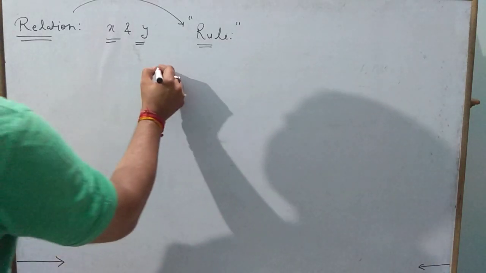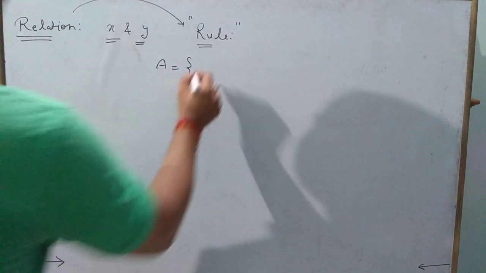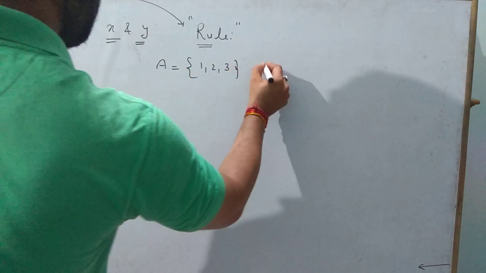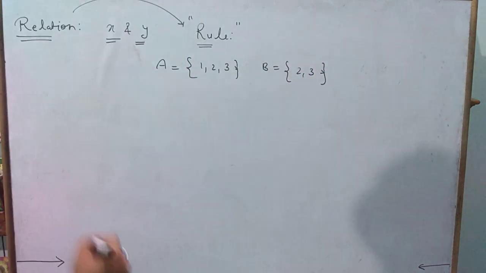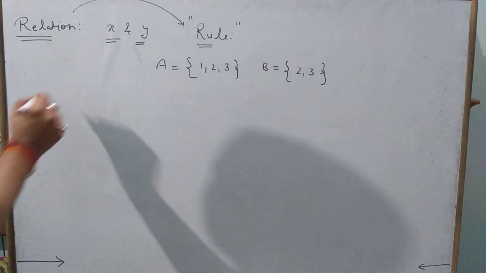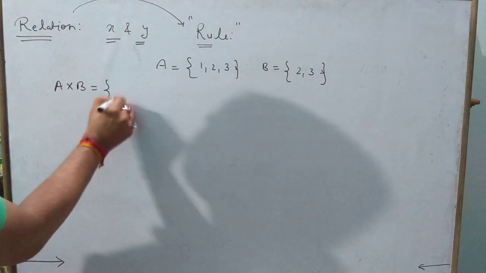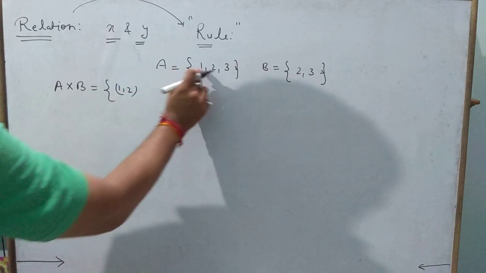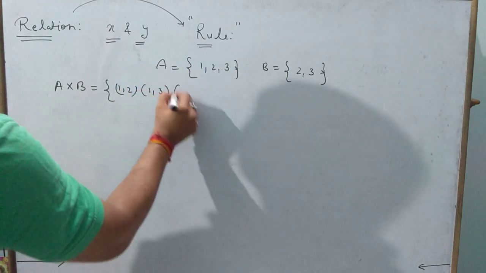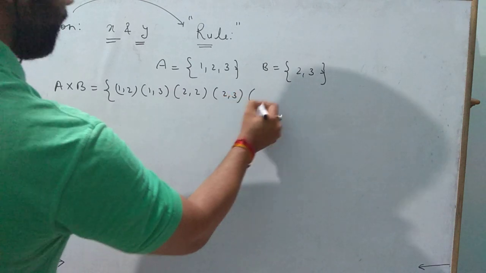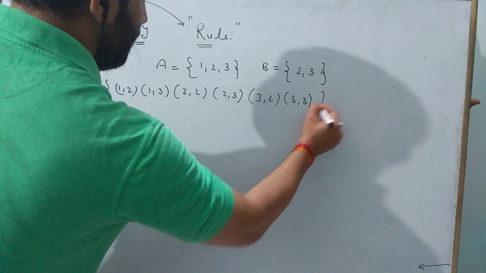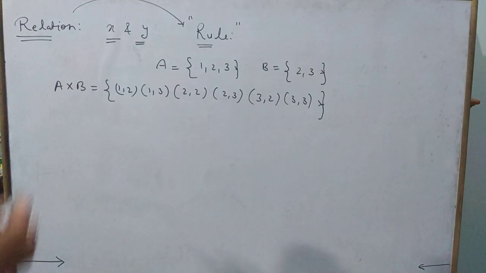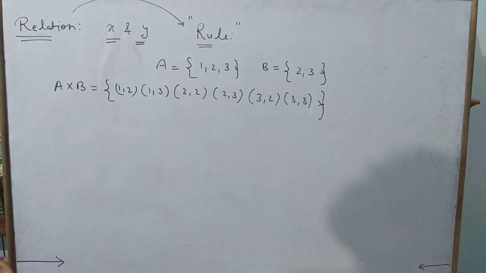So now let us take an example. Suppose a set A is given: 1, 2, 3. Another set B is taken, and the elements are 2, 3. These are the two sets given. First we find A cross B. So it is coming 1 comma 2, 1 comma 3, 2 comma 2, 2 comma 3, 3 comma 2 and 3 comma 3. This is A cross B. Whenever we are finding a relation between two sets, we always require A cross B. After finding A cross B, now please pay attention.